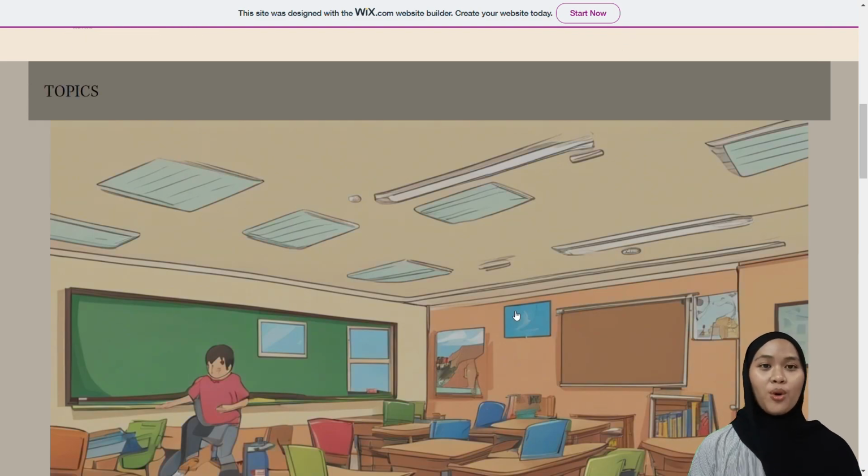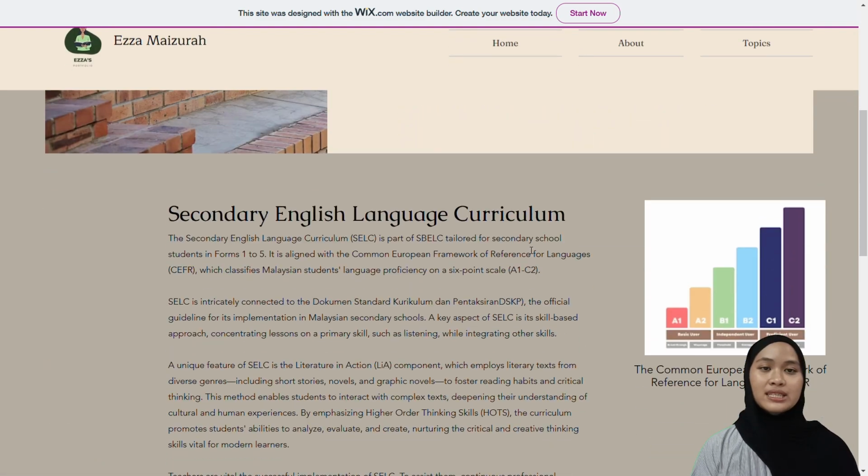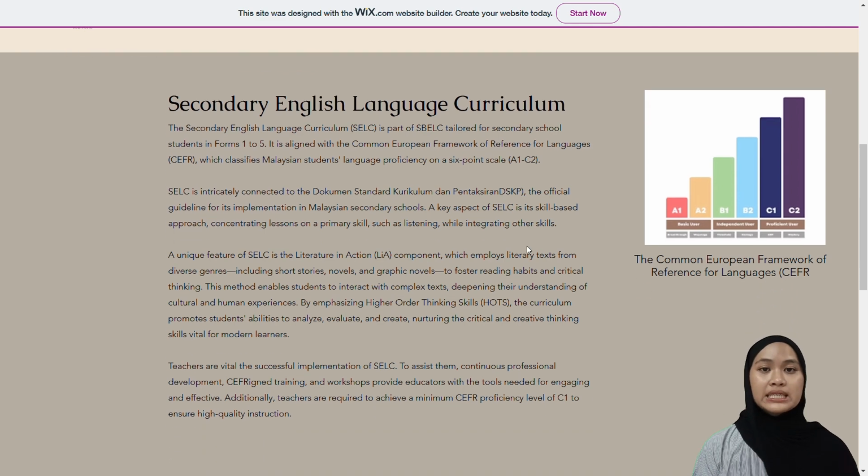Let's start. So, what is the secondary English language curriculum? The secondary English language curriculum, SELC, is a specialized component of the standard-based English language curriculum, CBELC, designed for Malaysian secondary school students in Form 1 through Form 5. It aligns with the Common European Framework of Reference for Languages, known as CEFR, which standardized language proficiency on a 6-level scale, which are A1, A2, B1, B2, C1 and C2. This alignment ensures that Malaysian students' English proficiency is comparable on a global scale.